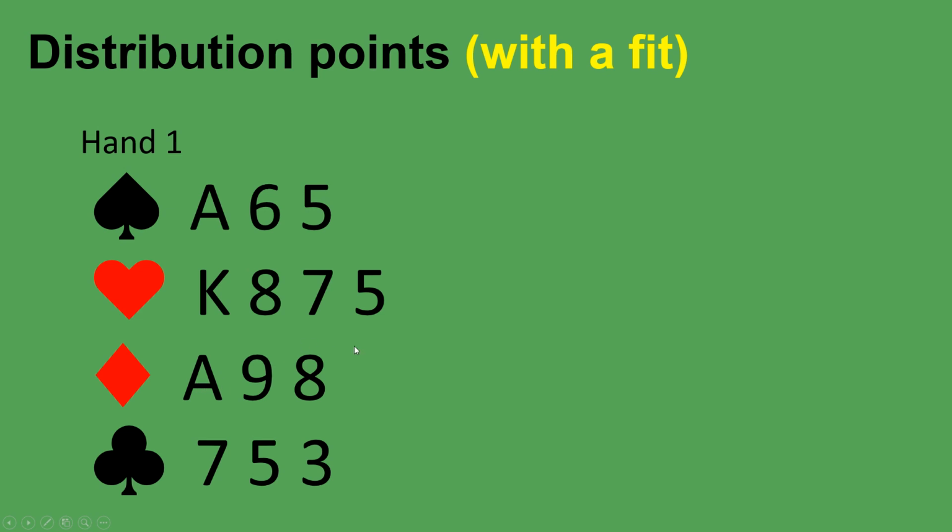Now let's assume you have a fit with your partner. Let's say your partner also has 4 hearts, so 4 hearts for you and 4 for your partner is 8. That's a fit. Can you add on any distribution points here? The answer is no, because you have no singletons, voids, or doubletons.